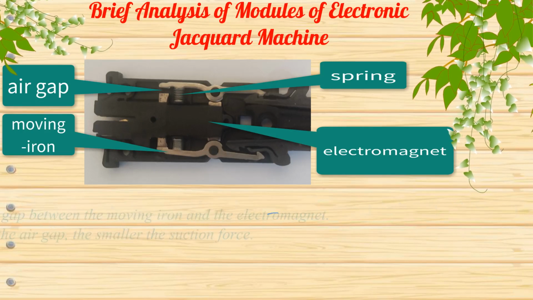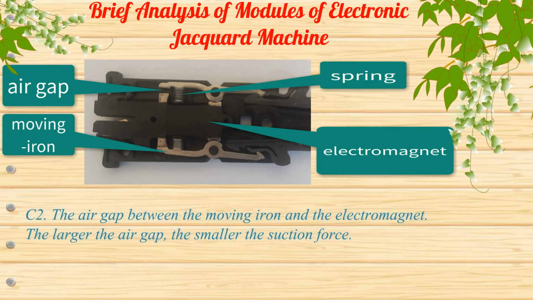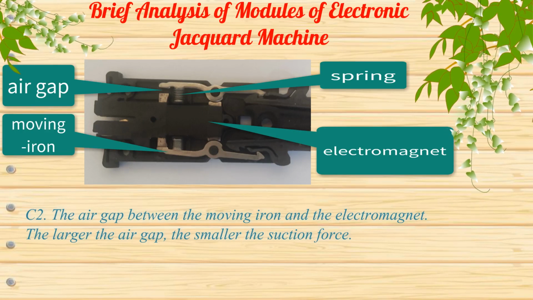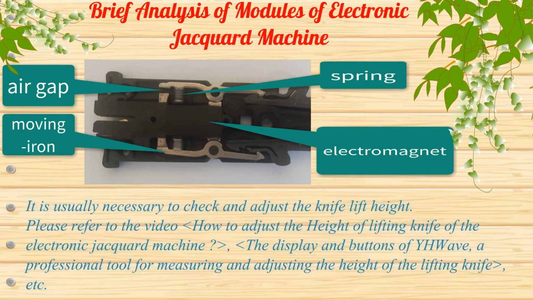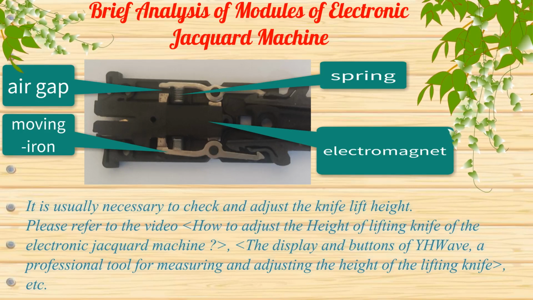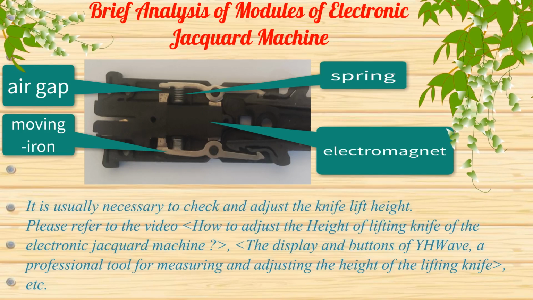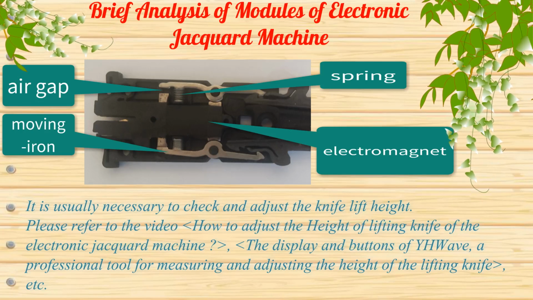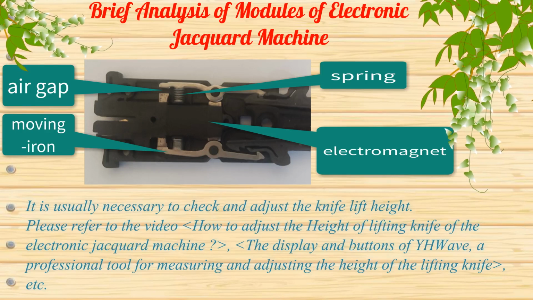C2. The air gap between the moving iron and the electromagnet. The larger the air gap, the smaller the suction force. It is usually necessary to check and adjust the knife lift height. Please refer to the video, How to Adjust the Height of Lifting Knife of the Electronic Jacquard Machine. The display and buttons of YiHao, a professional tool for measuring and adjusting the height of the lifting knife, etc.